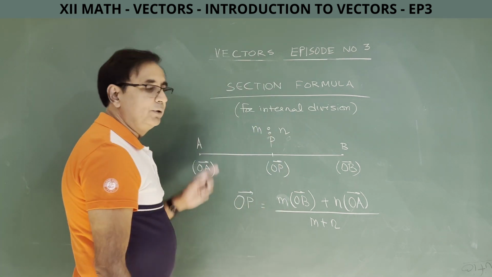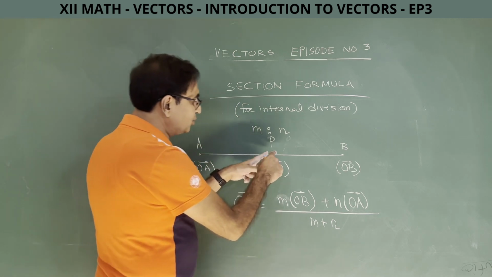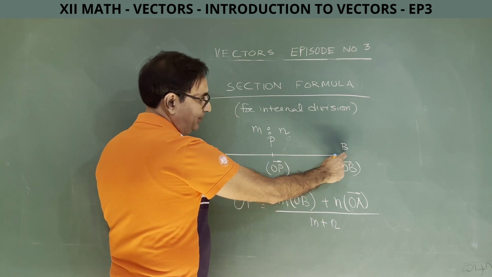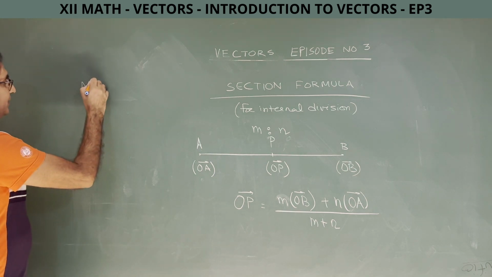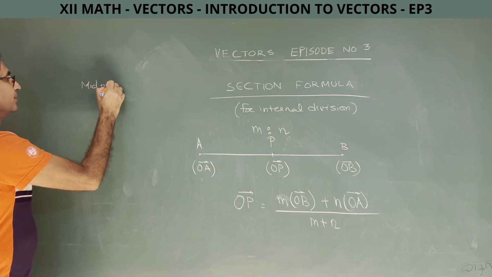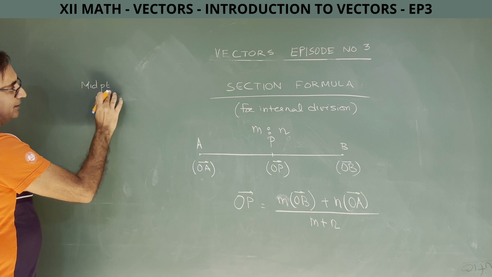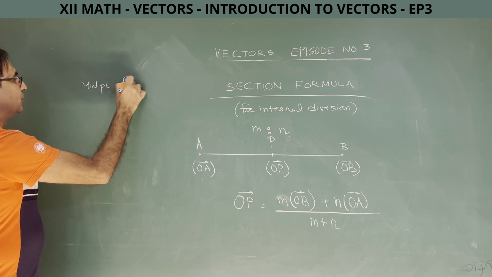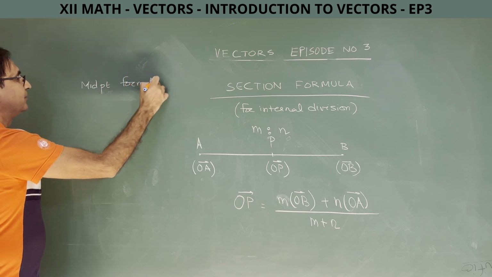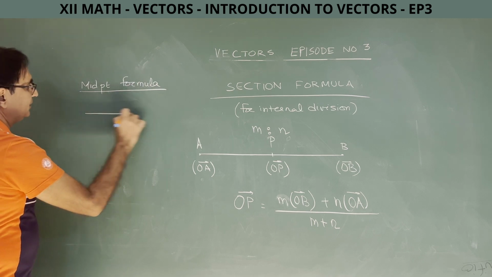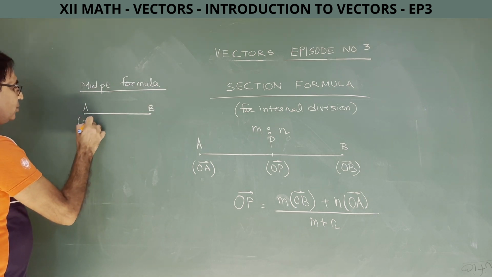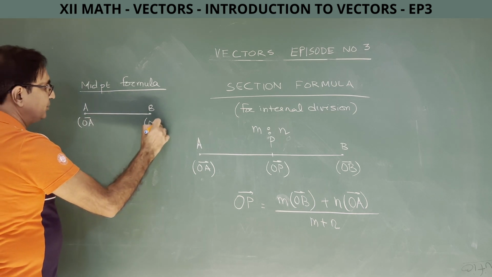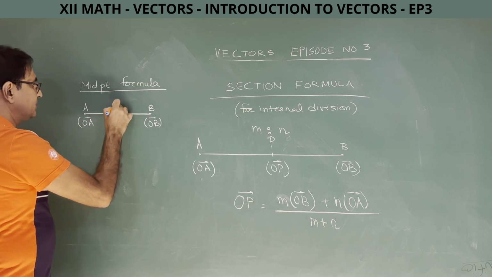Now, let us do a corollary of this formula. Suppose P is the midpoint of AB. So, what will be the ratio? 1:1. So, I can call it the midpoint formula. I am writing point as shortcut PT. So, what will be the midpoint formula? So, this is my line segment AB, position vector OA, position vector OB, P is the midpoint.